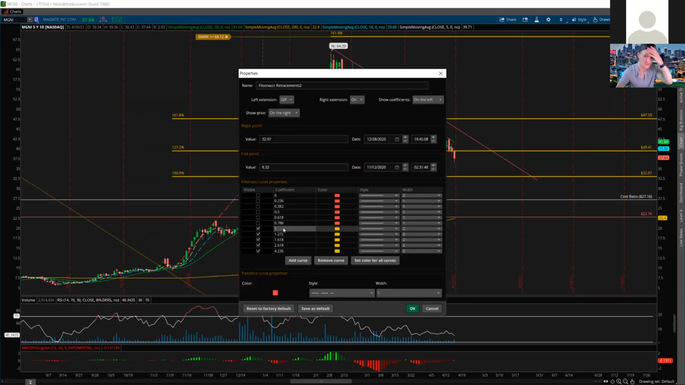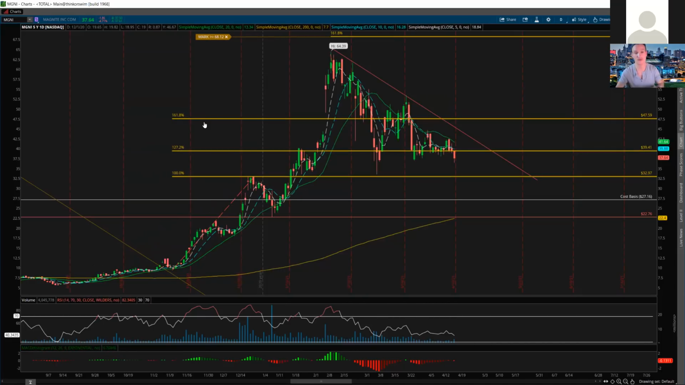And what this means is we have a 127.2% and a 161.8%. And this tells us the areas that the stock is most likely to go based on the Fibonacci mathematical formula. Okay, it's a very popular indicator that a lot of people use, right? So I use these as my sell targets on the way up.